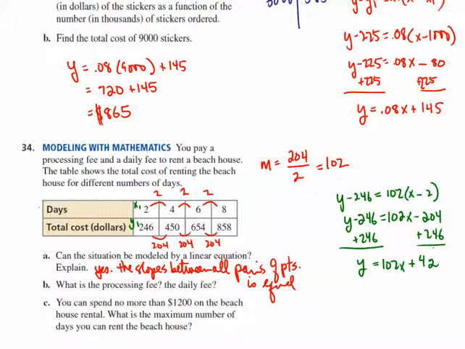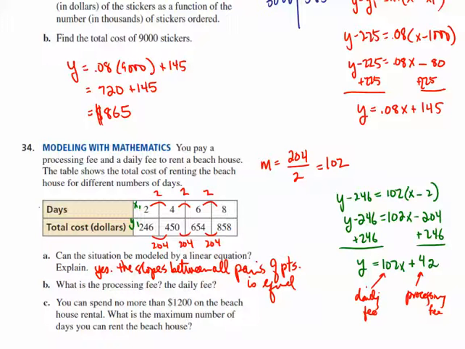All right, what is the processing fee? Well, the processing fee is the $42. Processing fee, how do we know? That's a one-time charge. Doesn't get charged every day. But what is the daily fee? It is $102.